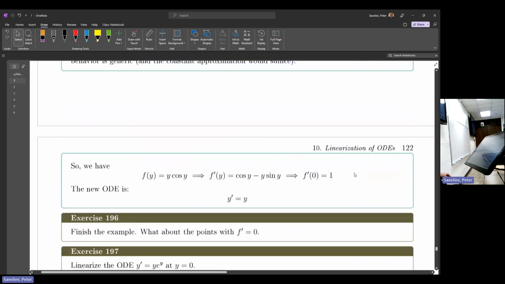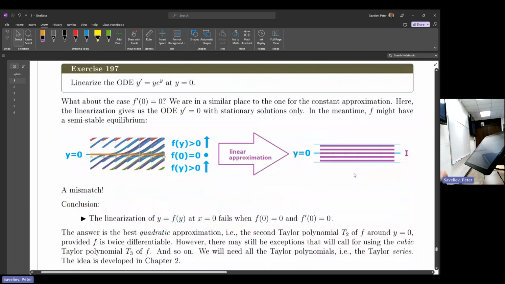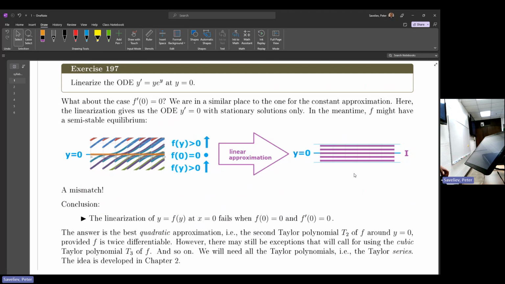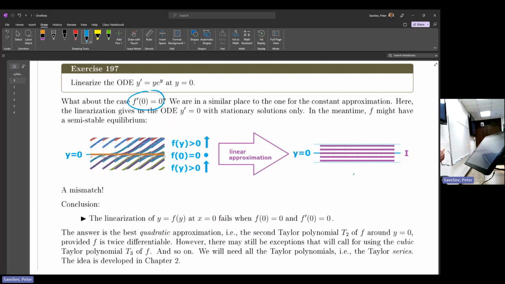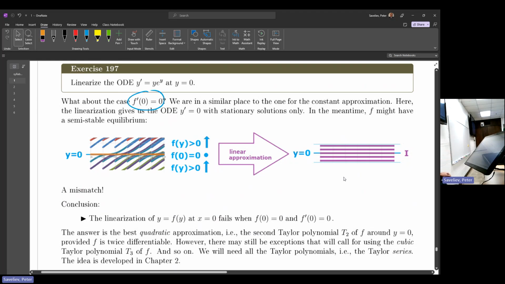I have this example here. When it fails, here is how it fails. It is still possible that the derivative at that point is equal to 0, which means your linear approximation will be constant, 0. So you end up with what we ended up with before, a bunch of constant solutions, and they do not match the qualitative behavior on the left. So it is always possible that something is equal to 0 and things break down, in which case you have to do quadratic approximation and so on.